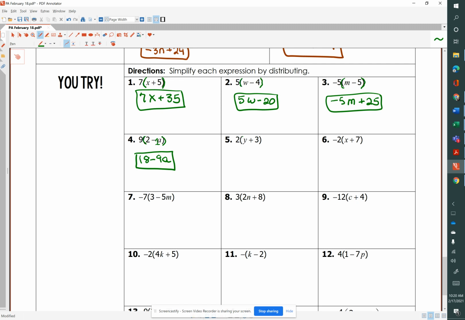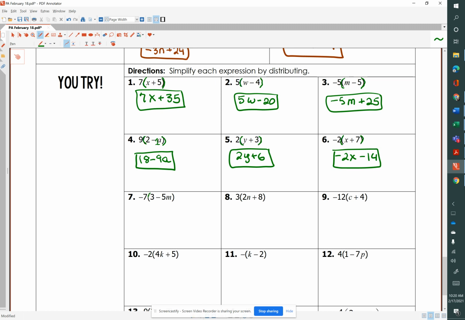2 times the quantity of y plus 3 is 2y plus 6. And negative 2 times the quantity of x plus 7 is negative 2x. Negative times a positive is negative 14. Okay, how did you do with that group of 6? So let's try 7, 8, and 9.